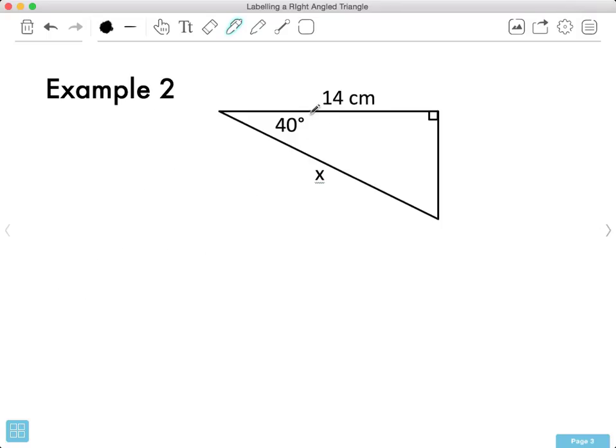So in this question, here's a given angle. That becomes my angle of interest, or theta. The x would be the hypotenuse, because it is the longest side and it's across from the 90-degree angle. The blank side is my opposite side, because it is opposite the angle of interest. And so the 14 would be the adjacent side, the leftover label.